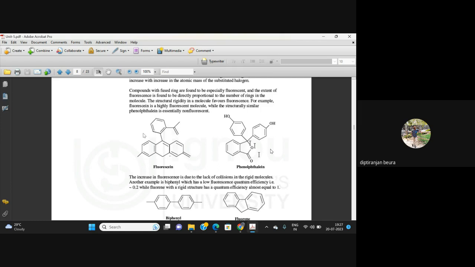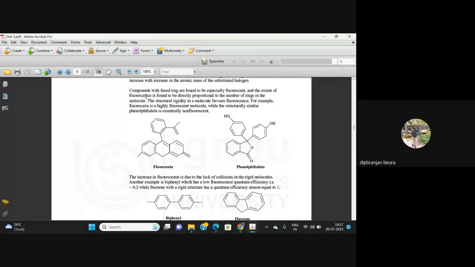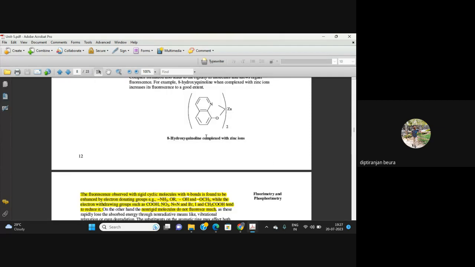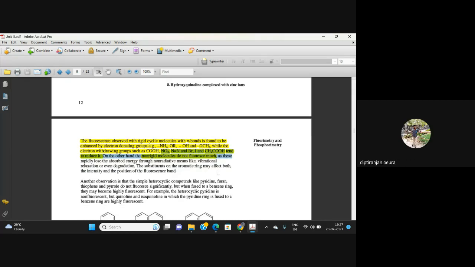From general observations, we can keep some things in mind to expect that it will show fluorescence. It should have conjugation, and it should have a rigid structure. Like I was showing, if it has electron donating groups attached to it, then it may enhance the fluorescence. If withdrawing groups are there, it may reduce the fluorescence. So like that.